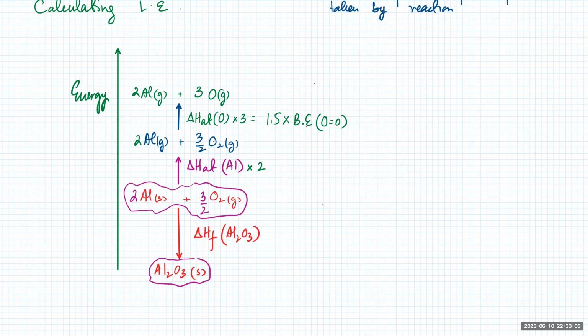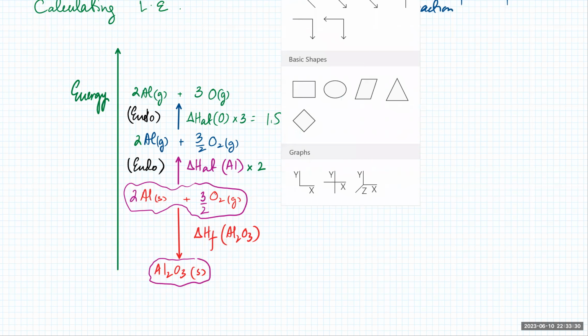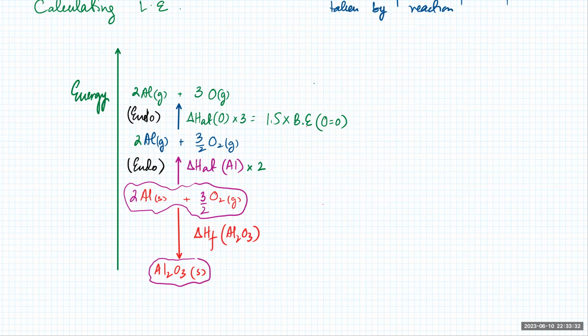Yep. So this was endothermic: you're breaking the element into atoms. Again, you're breaking the oxygen into atoms, so that's also endothermic, breaking bonds. Now the next step is you're going to ionize. Aluminium has to be ionized.